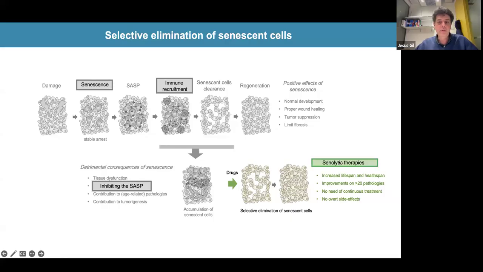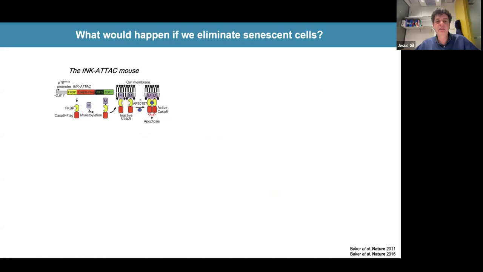And the idea of this selective elimination of senescent cells comes from a number of studies from the Van Deursen lab that started in the early 2010s. And what they did is to generate this mouse model that they call INK-ATTAC, where, selectively under the control of the P16 promoter, so P16 is a cyclin-dependent kinase inhibitor that is induced on senescence and is used as a marker of senescence very often. So under the control of that promoter, they put an inducible gene that is a suicide gene.